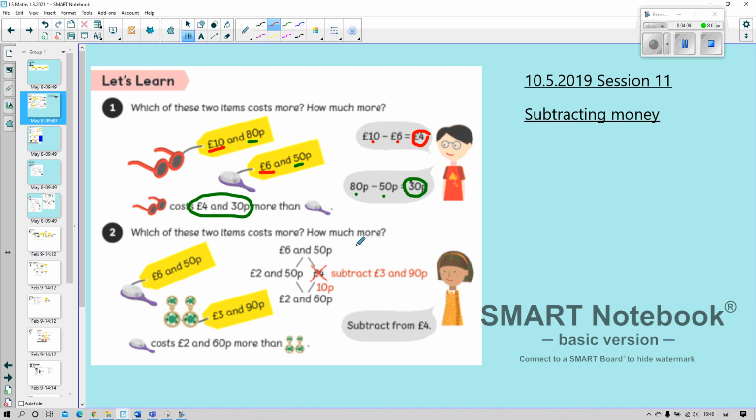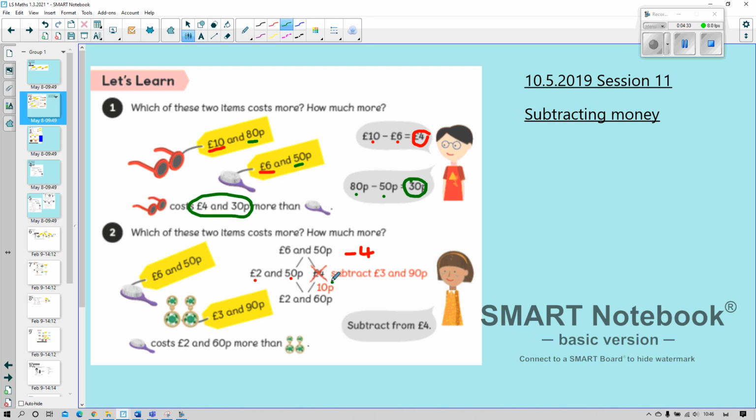Now we could do this renaming. However, an easier way to do it is to just take away £4. £3.90 is almost £4, isn't it? There's only 10 pence less. So if we've got £6.50 and we take away £4, well, that's quite easy. That just leaves us with £2.50.